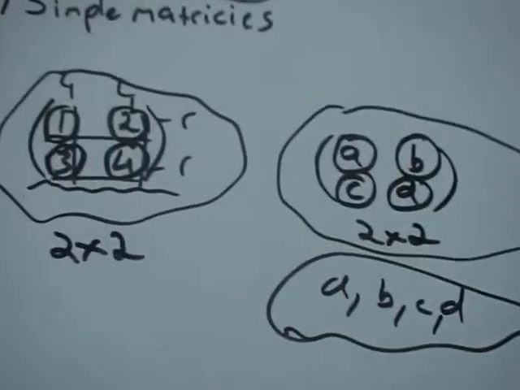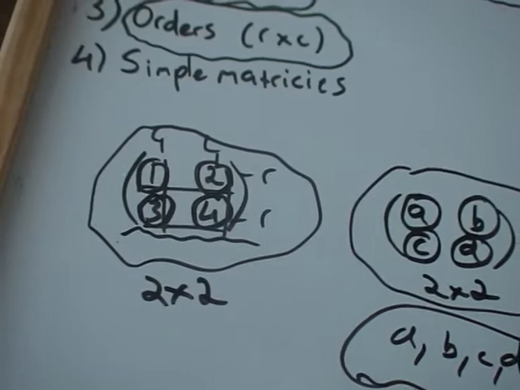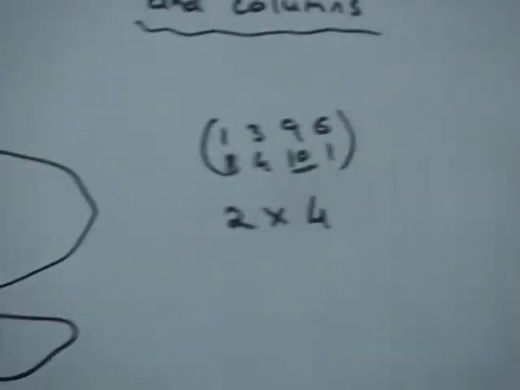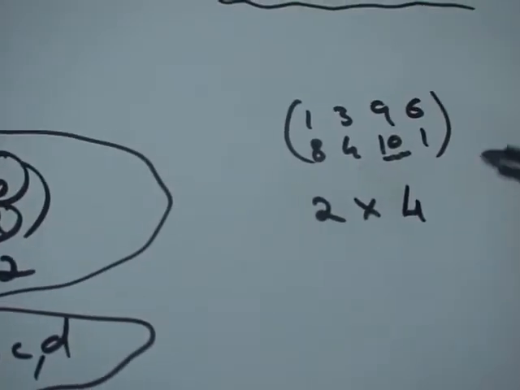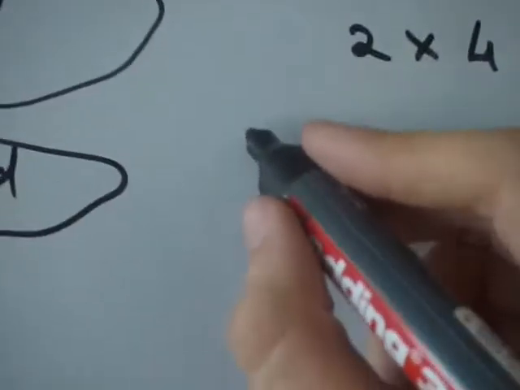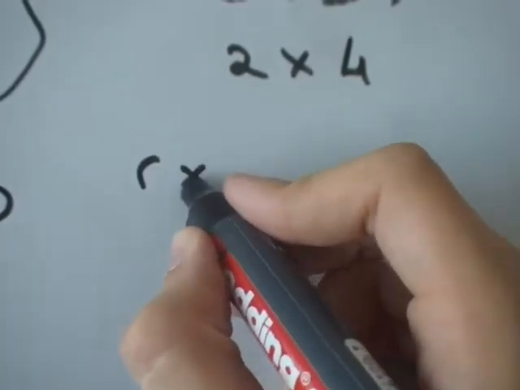Orders are ways of classifying. It's what mathematicians use to classify different matrices. As you can see, this matrix is different to this one. Now an order is given by the formula rows by columns. It's very simple.